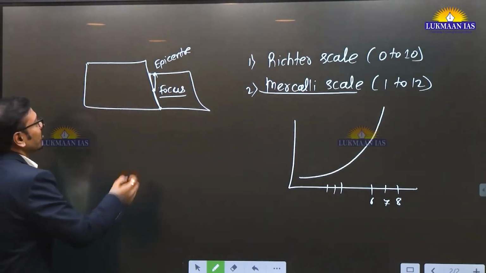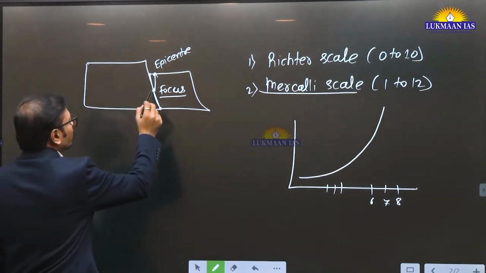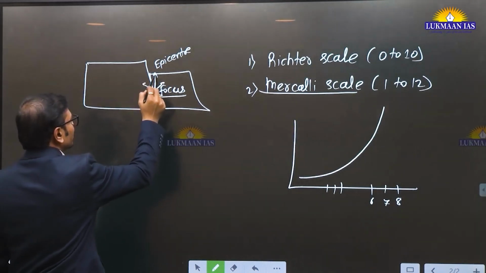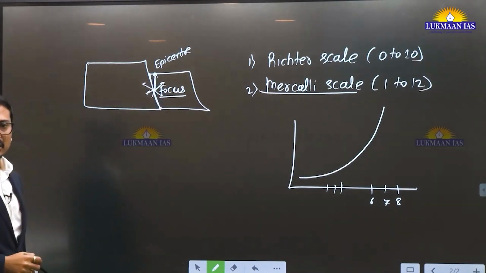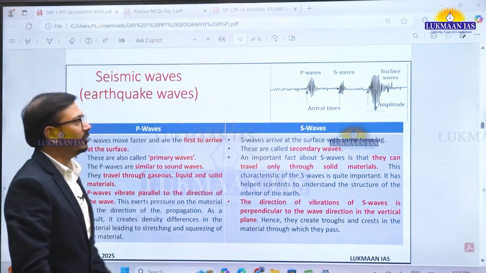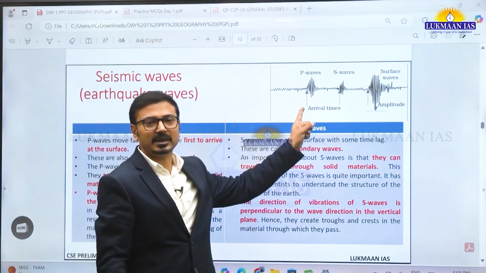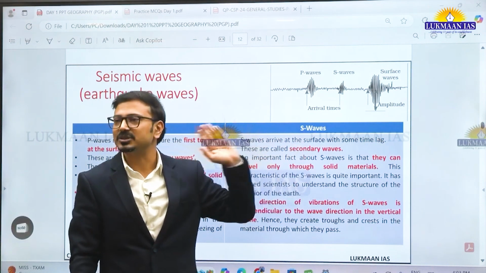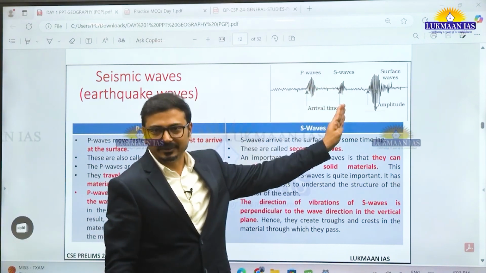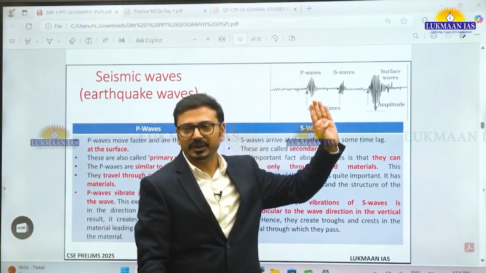Fine, it's okay. Now let's talk about the earthquake waves. From the focus, in all directions, all these waves are released, and the first one to arrive and be detected on the seismograph is the P waves. Arrival times: first to arrive, P waves, and that's why they are called primary waves. Second, S waves or secondary waves, and after that there will be surface waves detected.